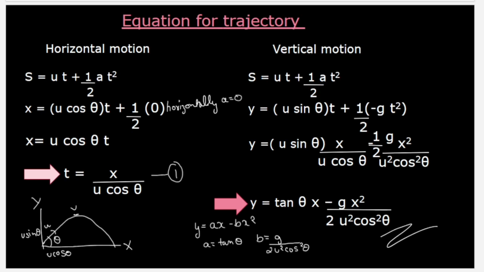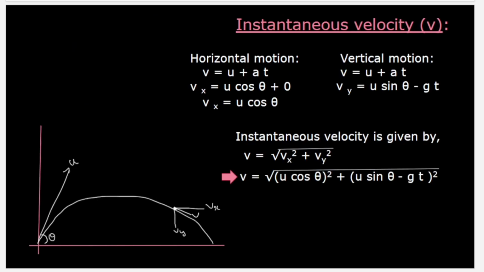The equation is in the format y is equal to ax minus bx square, where a is tan theta and b is g by 2u square cos square theta, and b is constant. Also remember that trajectory is parabolic in nature. Next topic is instantaneous velocity v.